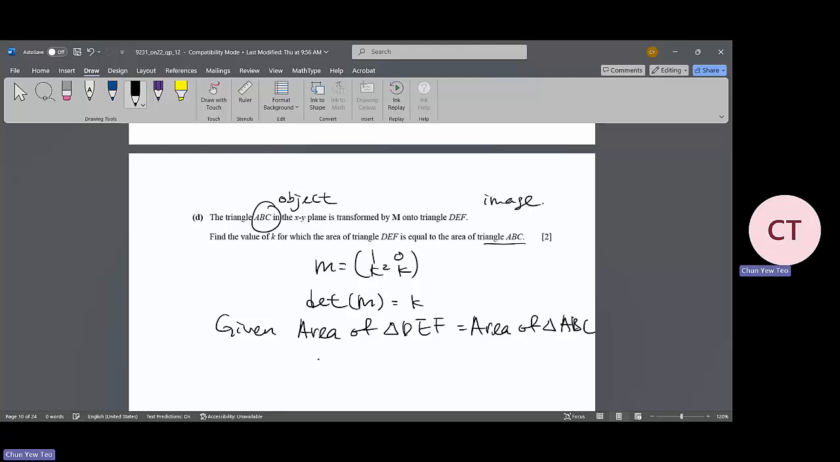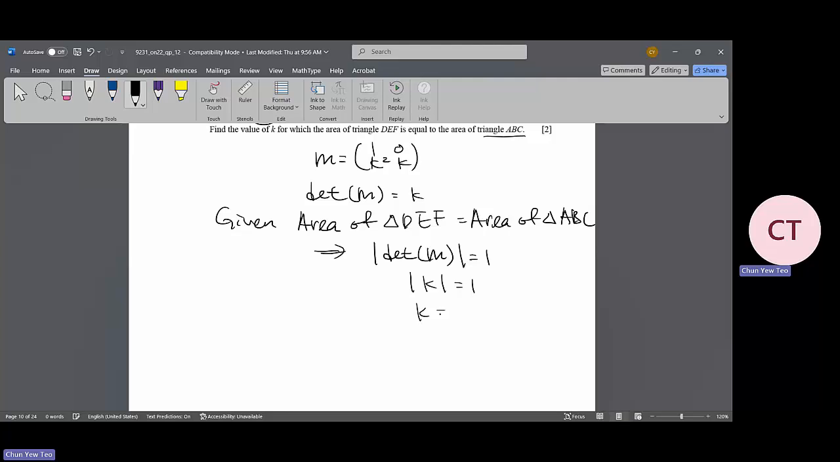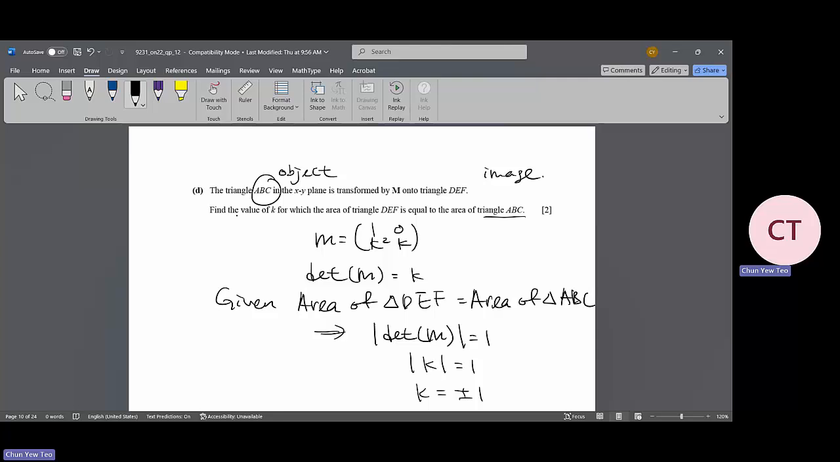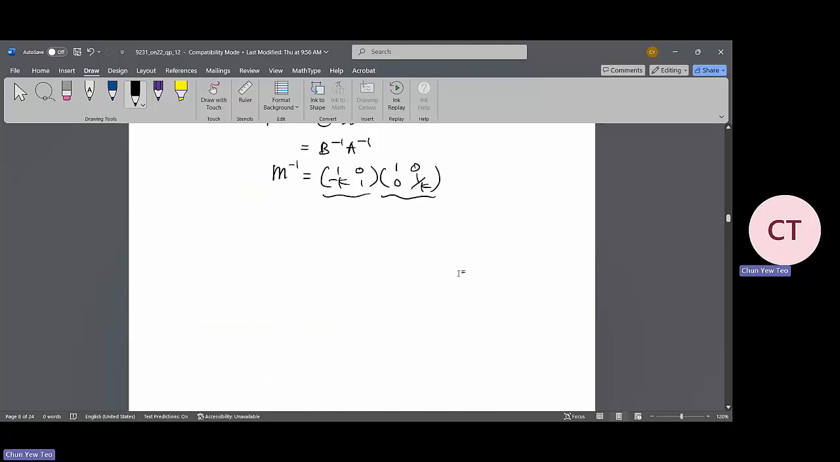Okay, that means we know that the modulus of determinant M must equal to 1. Then the modulus k must equal to 1. Then k must equal to plus minus 1. But you can see that over here they just mentioned value is singular, not plural. So we need to check again the question. Any information about the k?